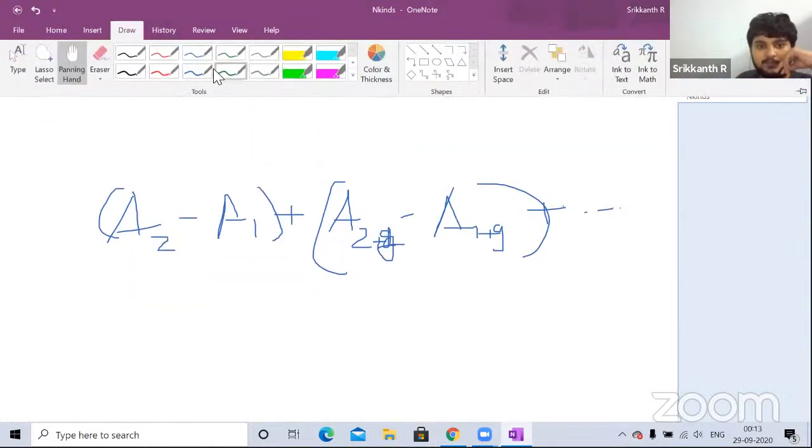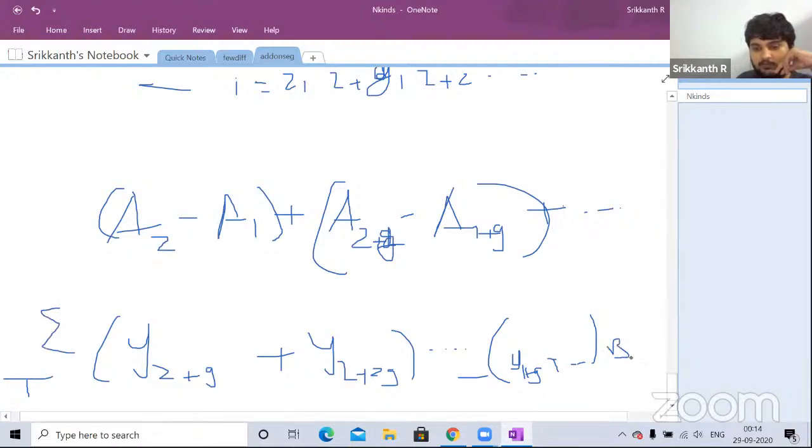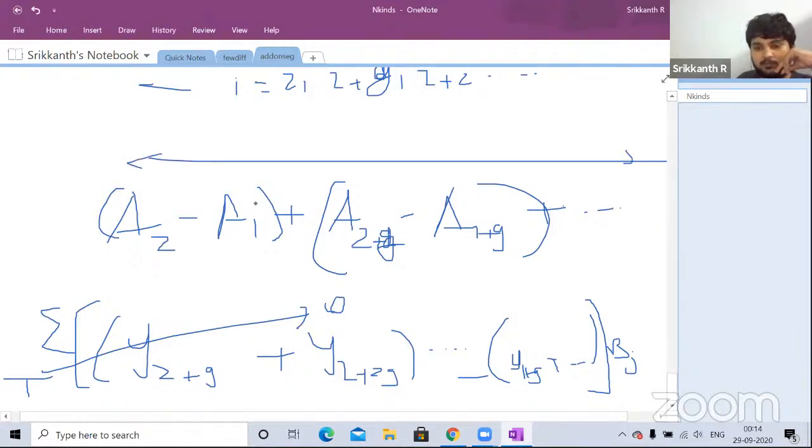The y terms, you will have y2 plus g plus y2 plus 2g, and so on, minus y1 plus g plus and so on, and the summation of this overall g. So this term will cancel out and become 0. So what that tells you is that these terms should add up to 0: A2 minus A1 and A2 plus g minus A1 plus g. That's it.